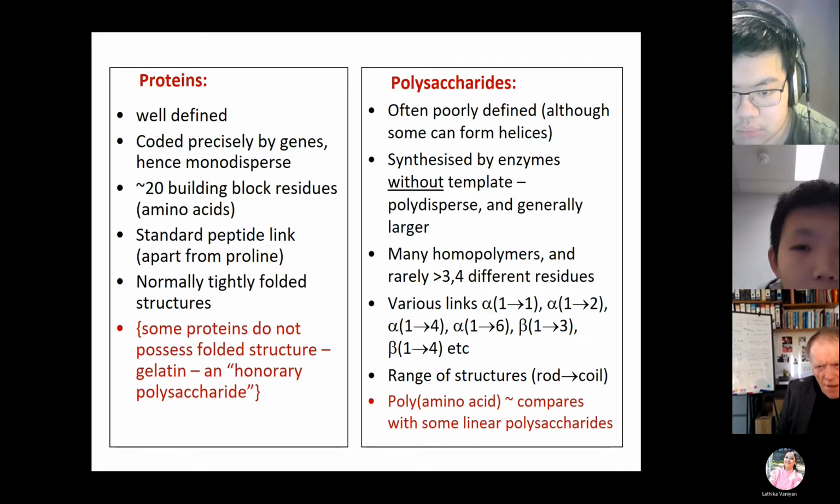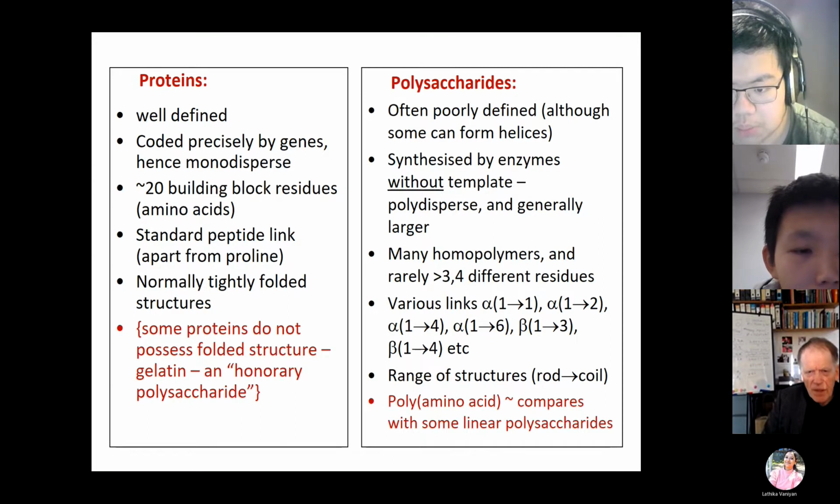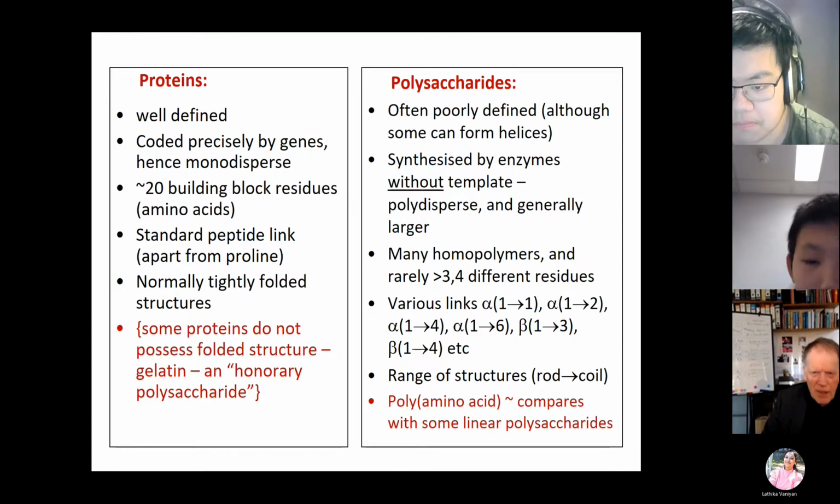polysaccharides. Now, finally, to go back to something we talked about right at the start of the course, which was the differences between proteins and polysaccharides. Now we've looked at the structures of these molecules in some detail. Now we understand the physical chemical properties. We can see that they're quite different with 1 or 2 similarities.